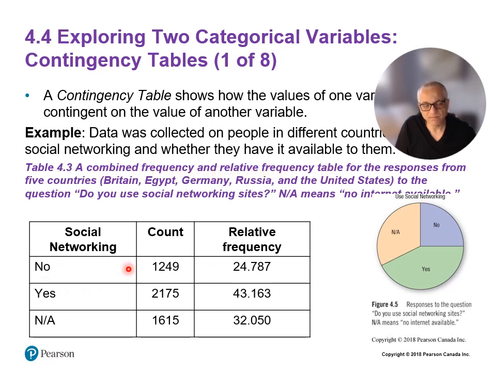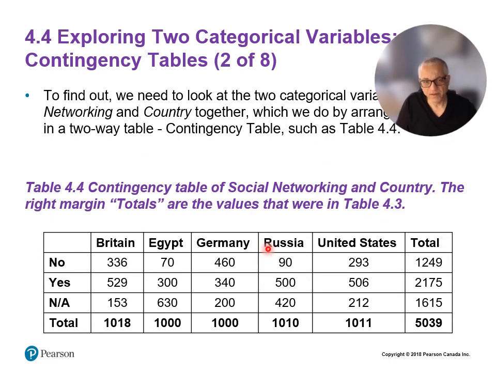So no means they don't use it, yes means they use it, and not available means it was actually not available in this location. You can see it's the percentage. We have two types here. One is count. Count means absolute value. If you sum up all of this, there will probably be 5,039 participants in this study: 1,249 said no, 2,175 said yes, and the rest, 1,615, said not available. And this number represents the relative value.